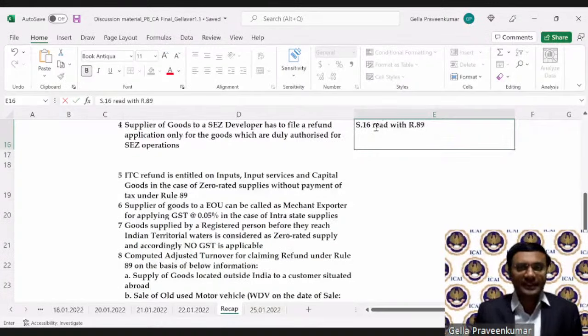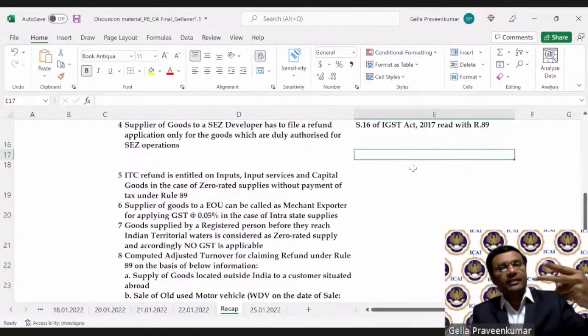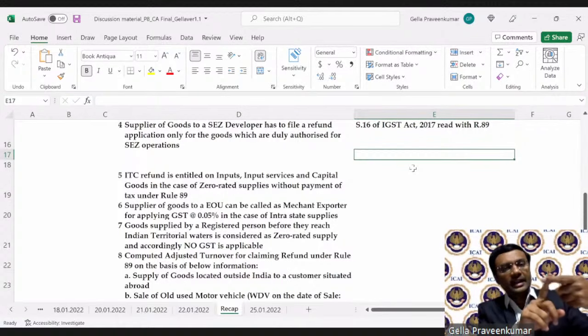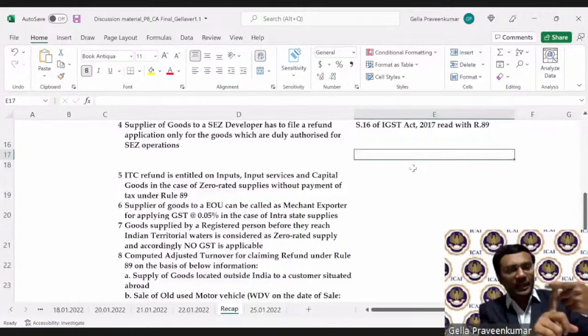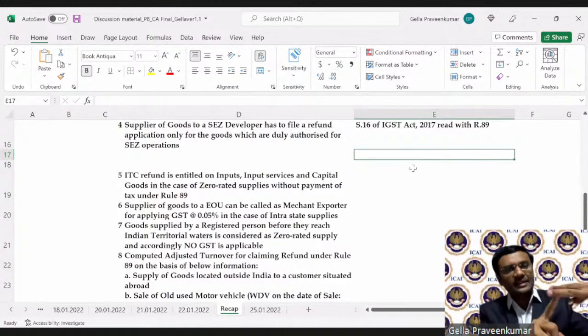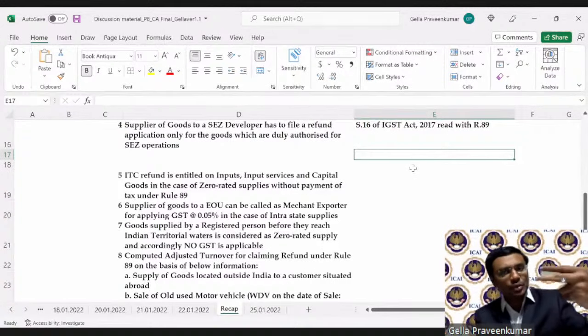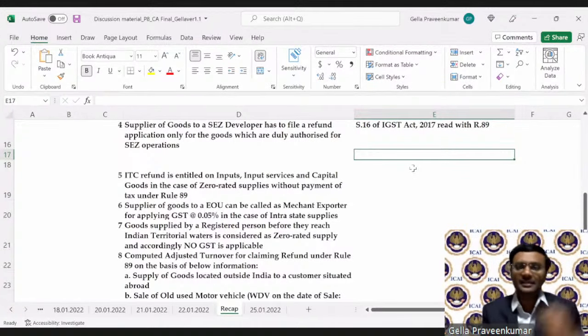Section 16, when we say students, it is of the IGST Act. Now, when we refer to section 16, 2 supplies are qualified as zero rated supply. Supply of goods or services exported out of India. Supply of goods and services to SEZ unit or SEZ developer. These 2 aspects have been defined under section 16.